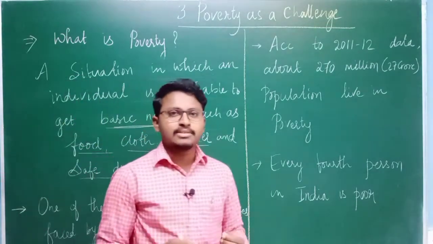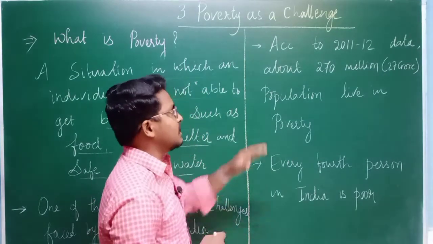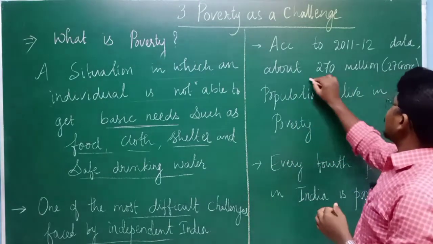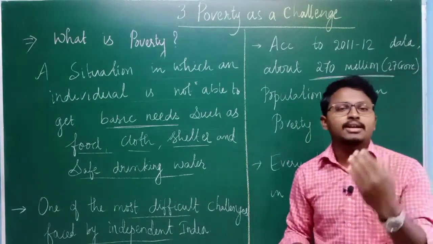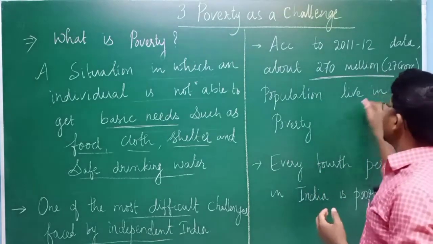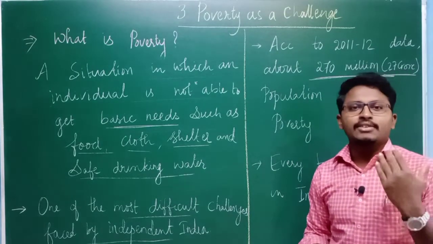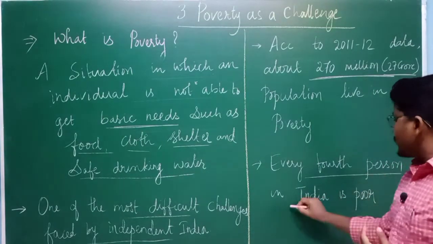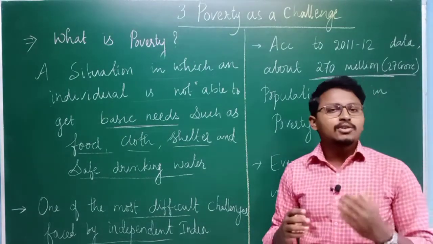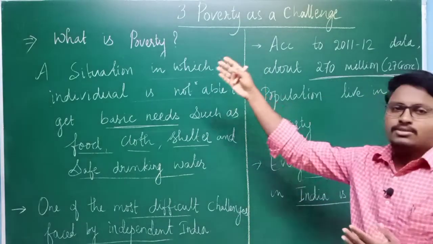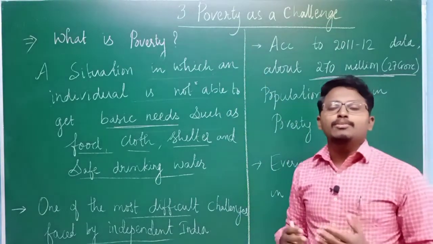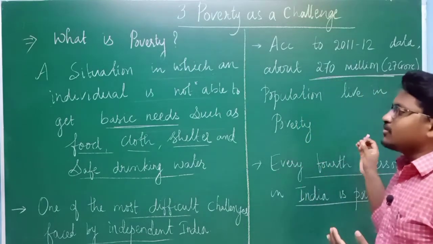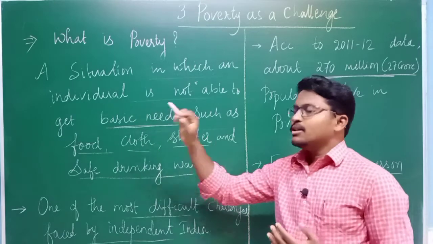As of now, how many people are living under poverty? According to the 2011-12 data, almost 270 million people are living under poverty. That means approximately 27 crore people are living in poverty, which can also be said as every fourth person in India is a poor person. So from independence till now, most of the people living under poverty are not getting these basic needs.